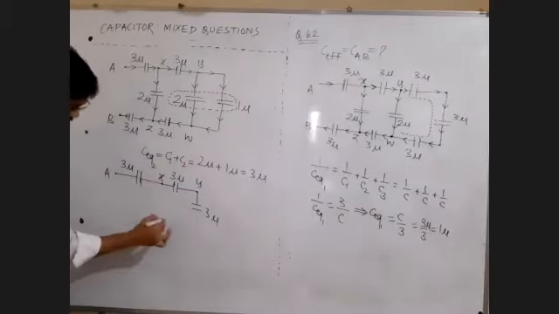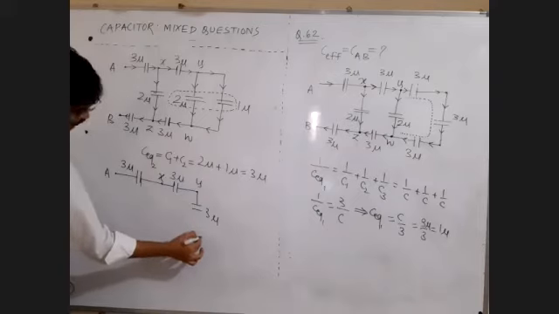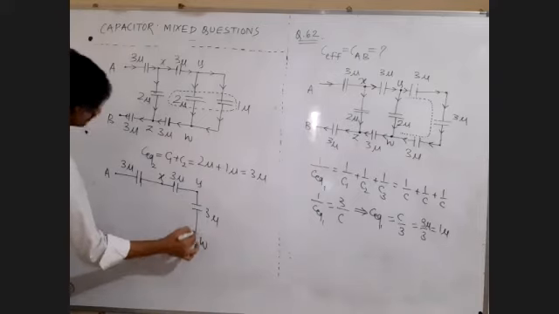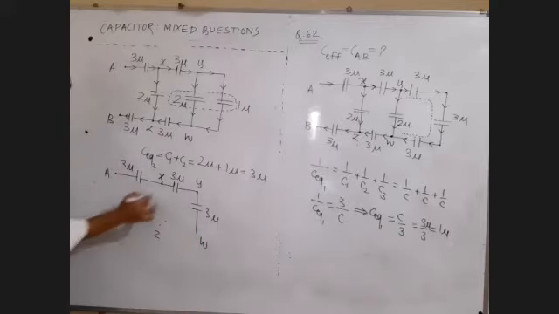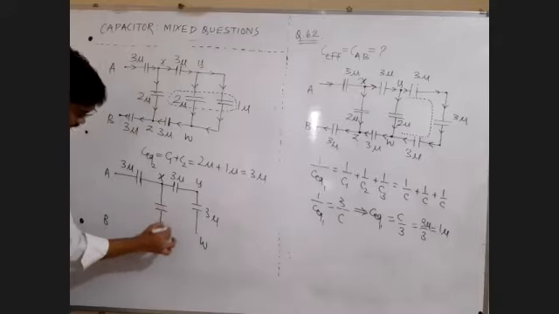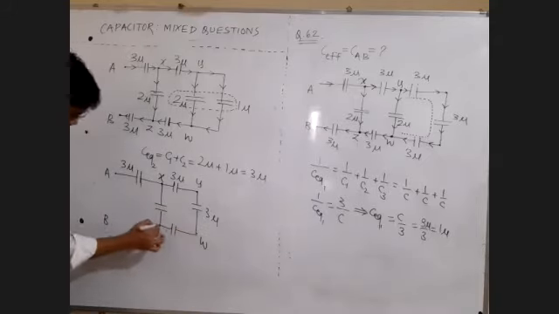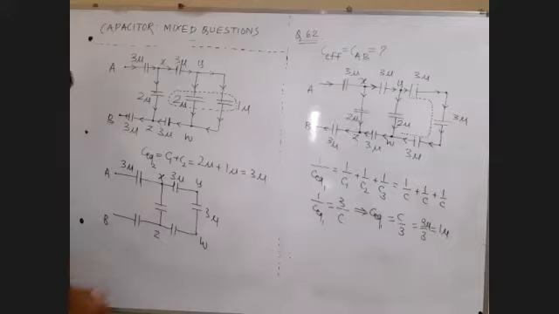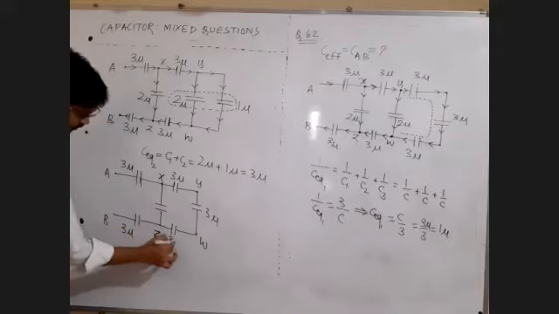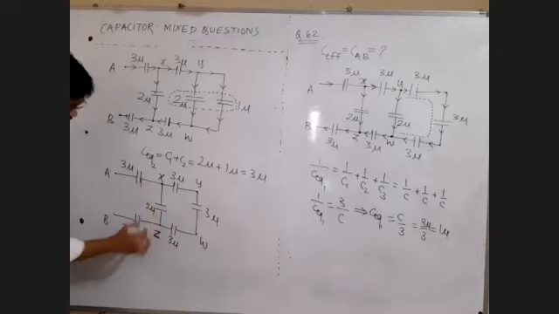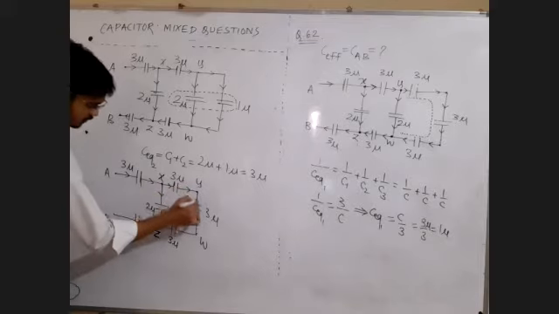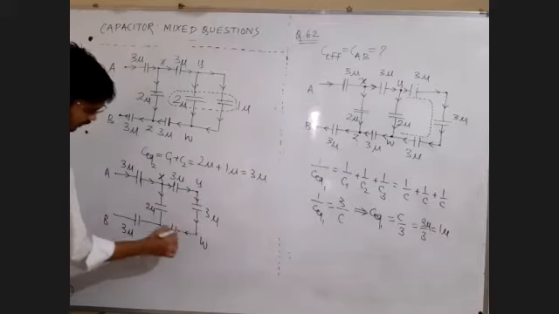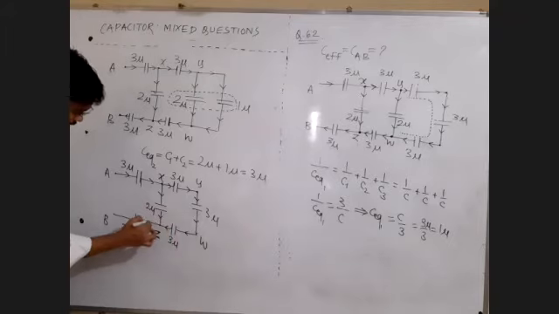Then this point W as it is, this point Z, this point B, and all the other capacitors as they are. This point is Z, this is 3 micro, this is 2 micro. Now again you can assign the direction of charges and identify the branches. Identifying the branches will help you identify series and parallel connections.